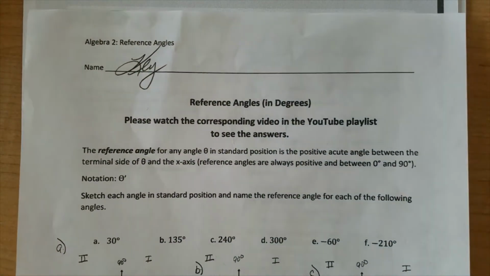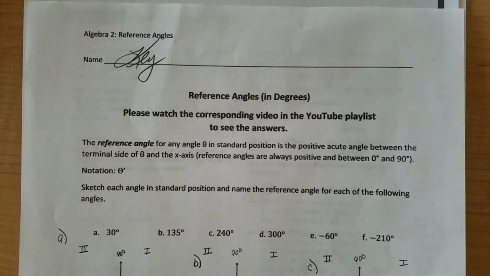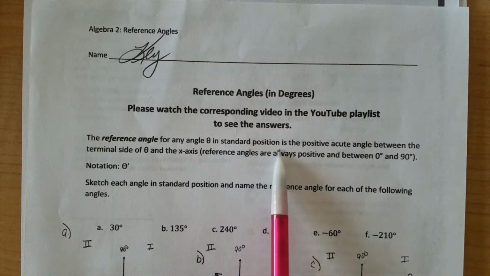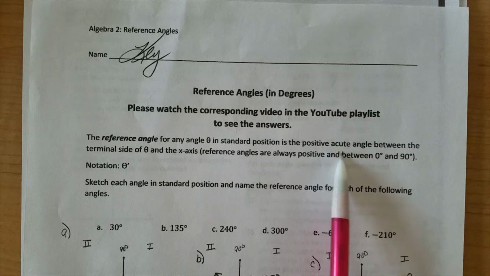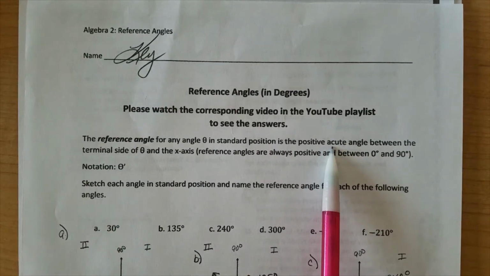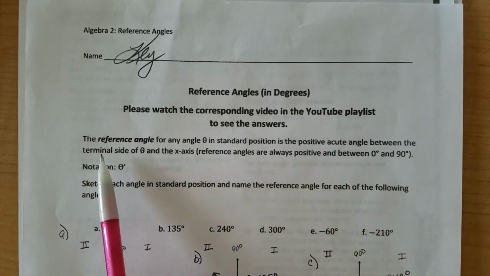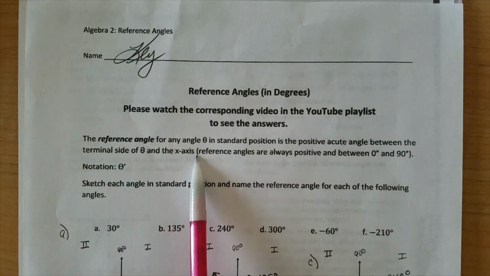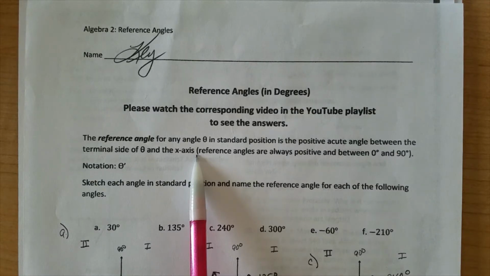So these are coming from your 7-2 notes. Reference angle for any angle theta in standard position is the positive acute angle. Remember, acute is between 0 and 90 degrees, between the terminal side of theta and the x-axis. Remember, the initial side always lies on the positive x-axis. The terminal side of an angle is what moves around.